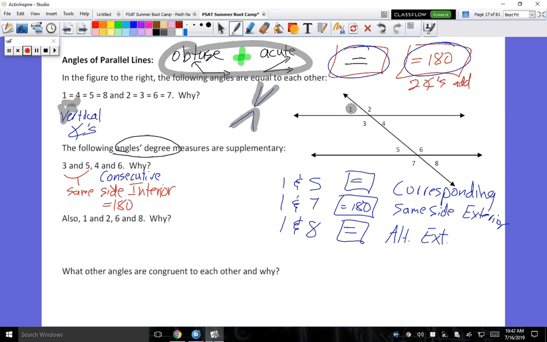Are there any other formal names that we haven't mentioned? There's one at least. Not adjacent, because 1 and 2 were adjacent or a linear pair, and 1 and 3 were adjacent, a linear pair. There we go. So 3 and 6 are going to be equal, and they're alternate interior. Or 4 and 5 are alternate interior.